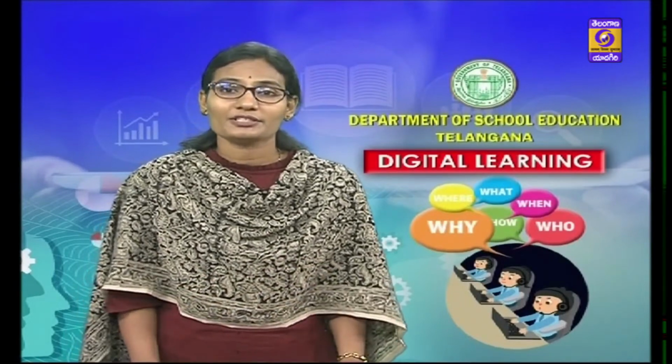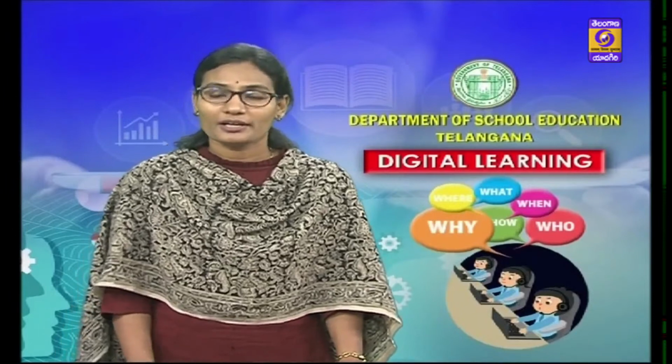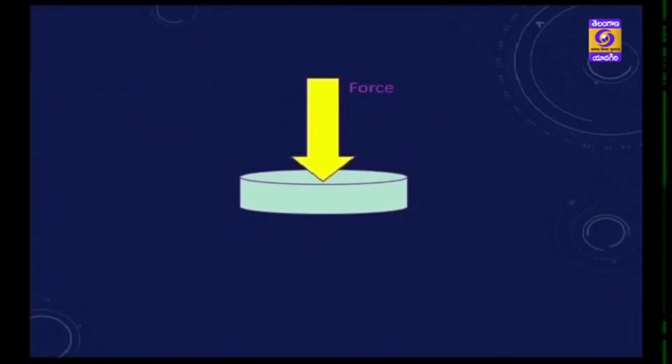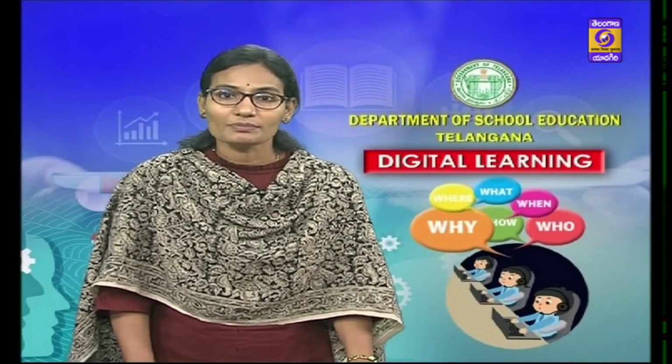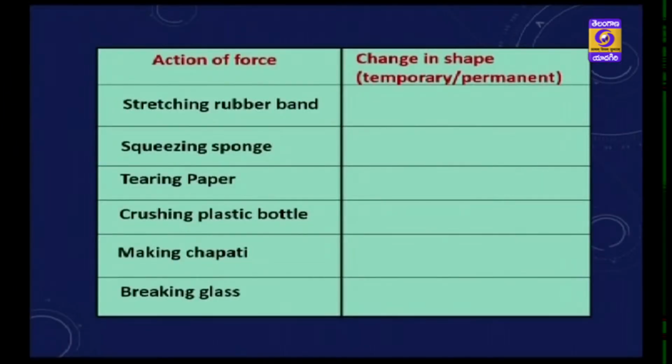We have a table given in your textbook, and also it is given in worksheets which are on the SCERT website. Observe this table, children. So some actions of forces are given here. Stretching a rubber band.